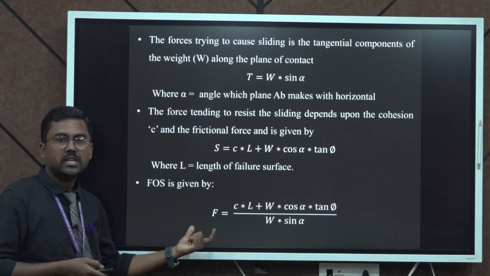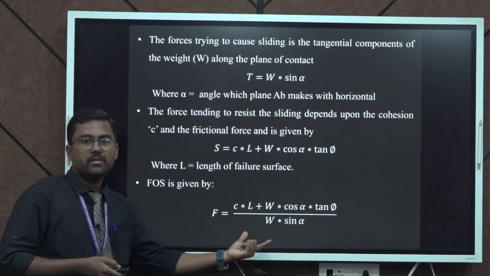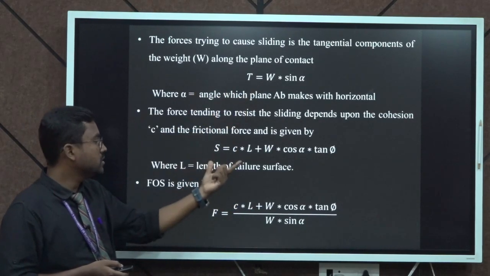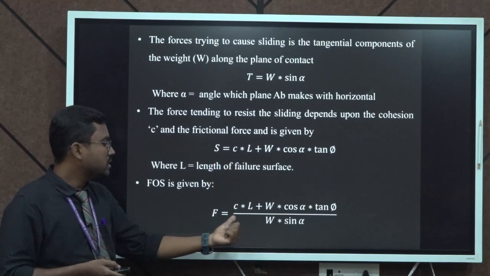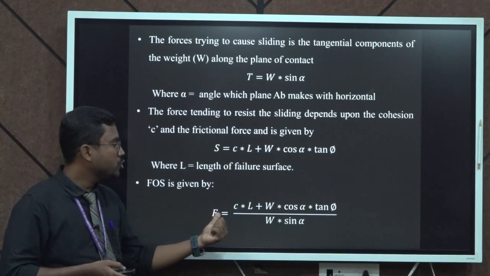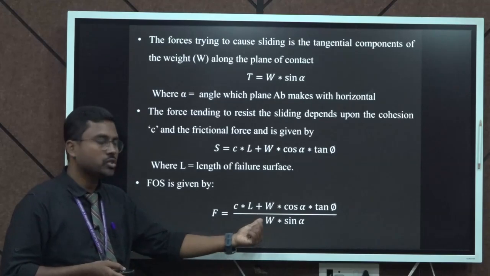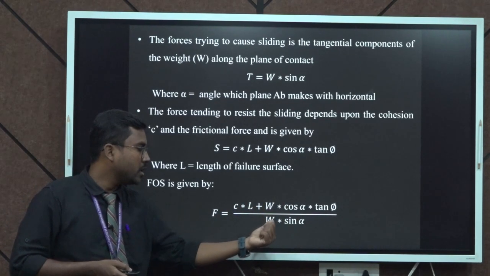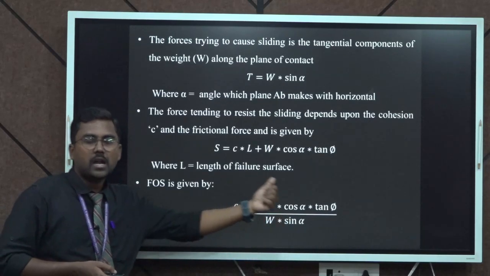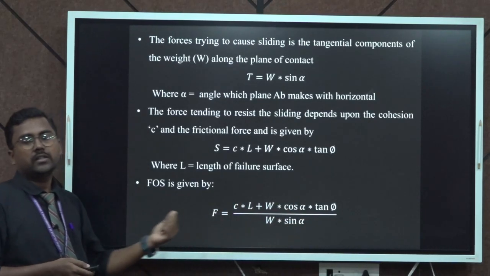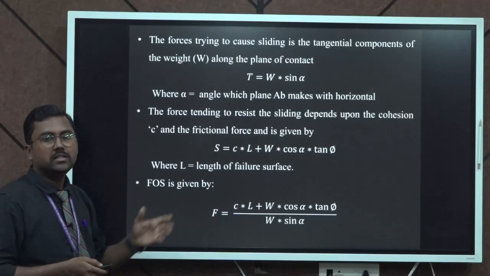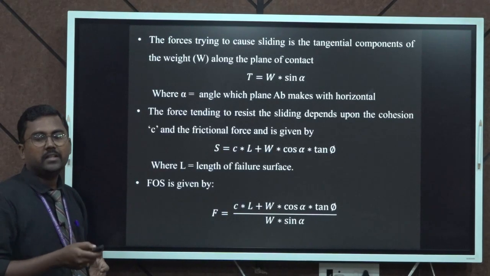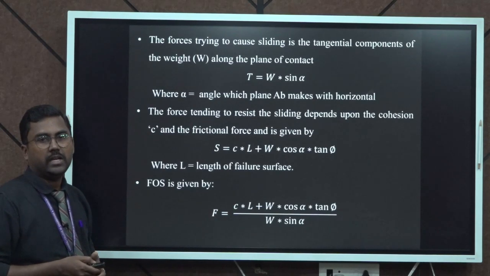The factor of safety is nothing but the resisting force by the driving force. Okay, while we are calculating these two parameters, this is the driving force and this is the resisting force. The factor of safety is the ratio of the resisting force to the driving force, that is C into L plus W into cos alpha into tan phi divided by W into sin alpha. By calculating all these parameters, we can identify the factor of safety, and this factor of safety must be more than 1 to keep the slope without any failure.